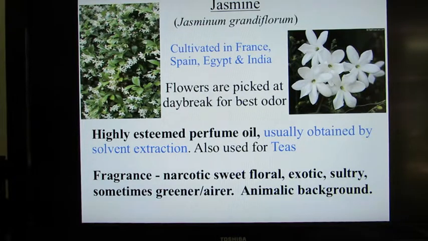And it's usually obtained by solvent extraction, since it's a very delicate blossom, rather than the steam distillation. And heat from the steam distillation can affect the properties of the essential oil. And it's also used in teas, as you know. And the fragrance here is narcotic, sweet floral, exotic, sultry, and sometimes greener. And some say it has an animalic background to it.